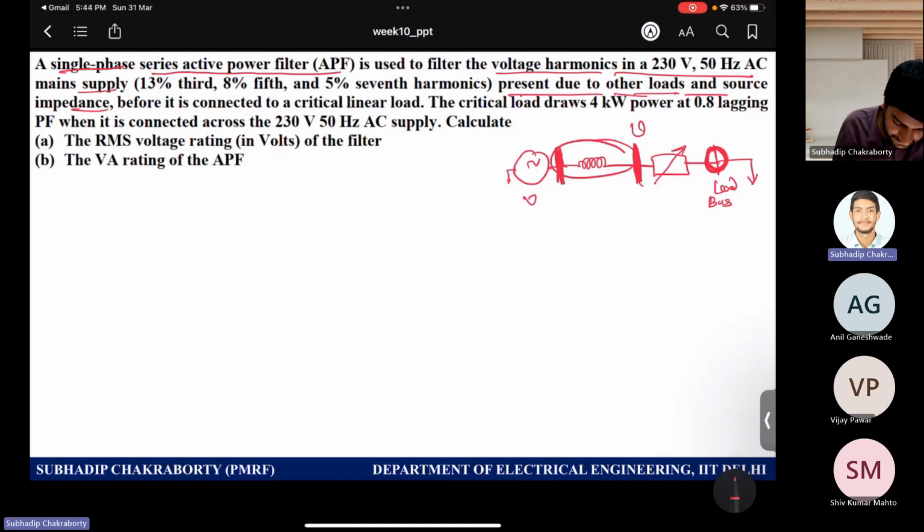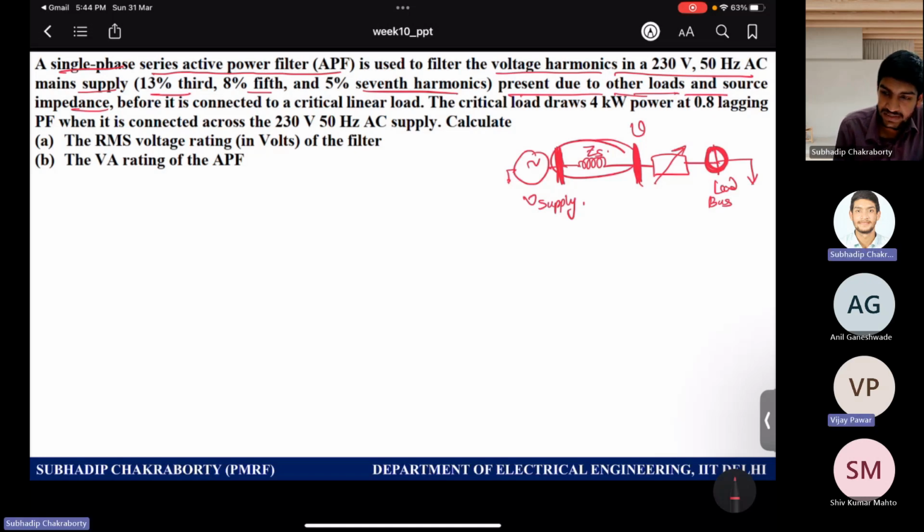So this is the supply, and you have this source impedance. I can name it as ZS. So what are the harmonic components? There are the third, fifth, seventh harmonics. Okay.